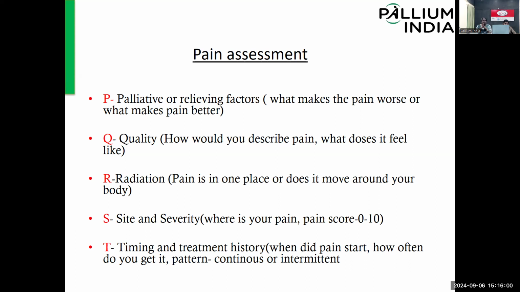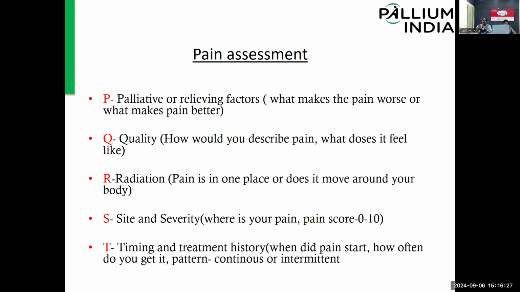Next is severity. How do we assess severity? There are many scales to assess severity, and usually we use the pain score from 0 to 10. Some patients tell us, doctor, I have a pain score of 5/10, or 6/10, or 10/10. So we have to ask where the pain is and what the pain score is.